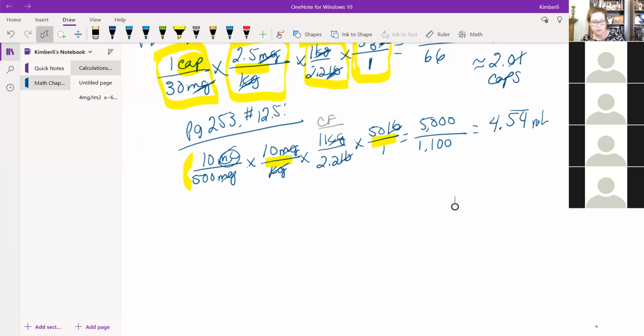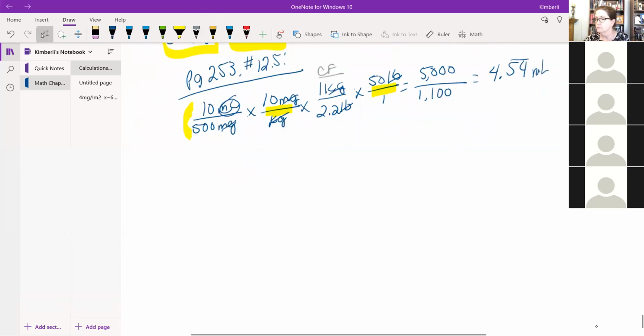Okay, so the next few practice problems are doing that, and it also gives you practice on using the household system to see how much you're giving the patient. So that is just calculations by kilogram. Now let's look on page 259 at Clark's rule.